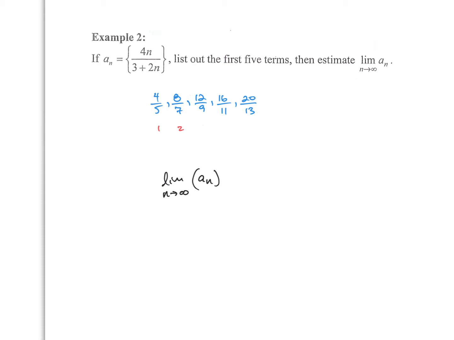So now it's asking me to find a limit as n approaches infinity of a sub n. Well, my a sub n is this 4n over 3 plus 2n. So if I substitute in infinity, they're both growing at the same rate. So what do we get? We get 4 over 2, which is 2. All right. Pretty good?